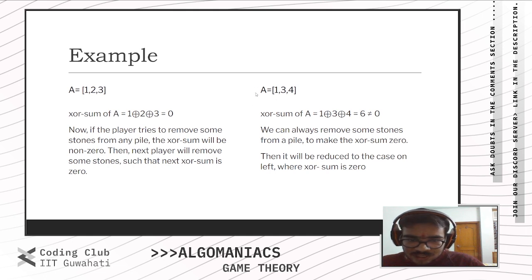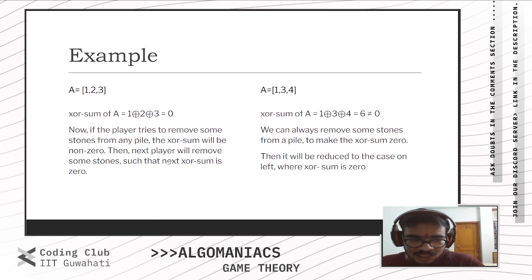So consider the other case: 1, 3, and 4. The XOR sum for this comes out to be 6, which is non-zero. Now we can always remove some stones from a pile to make the XOR sum 0. In this case, we can just remove two stones from the third pile, which would make 1, 2, and 3, and the XOR sum of 1, 2, and 3 would be 0. So from this state, we can do an operation which goes to a losing state. So this becomes a winning state. That's what is written here.